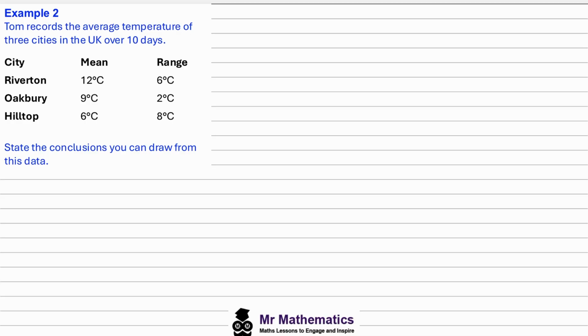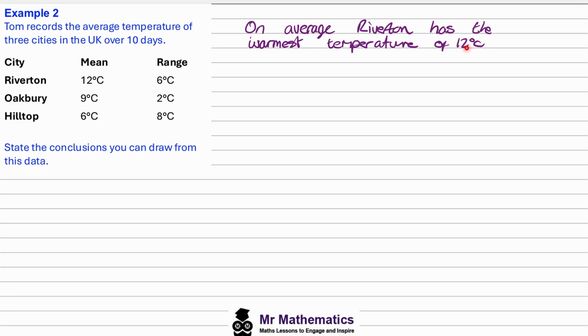Okay, so I'll come back if you had a go. So Riverton, on average, have a mean of 12, and this is higher than Oldbury and Hilltop. So we can say that on average, Riverton has the warmest temperature of 12 degrees. So it's a good idea to place this in context. The higher number means the warmer temperature.